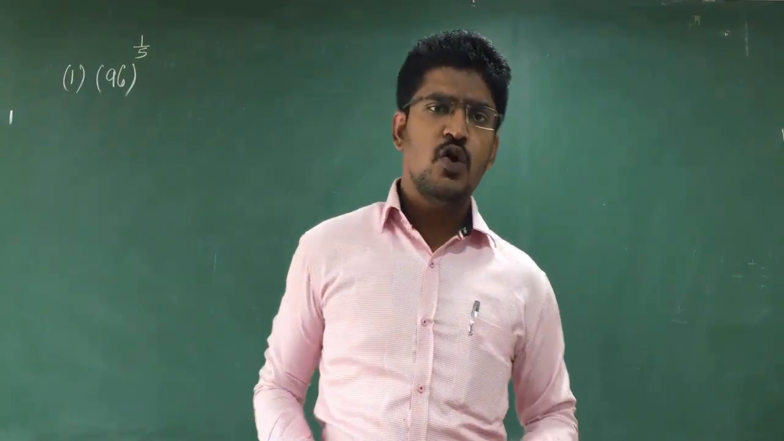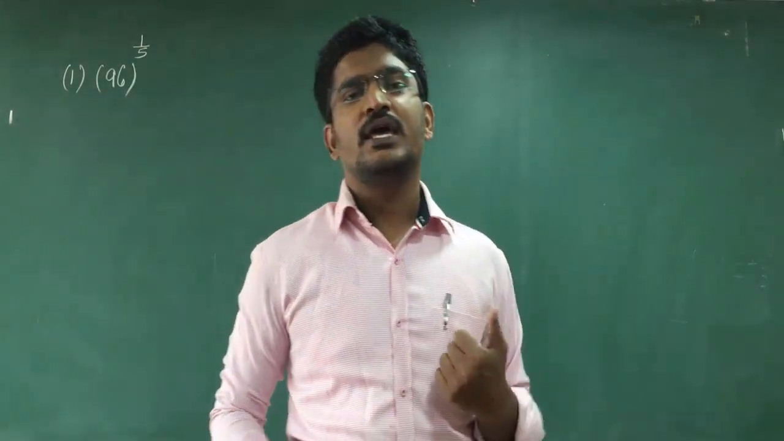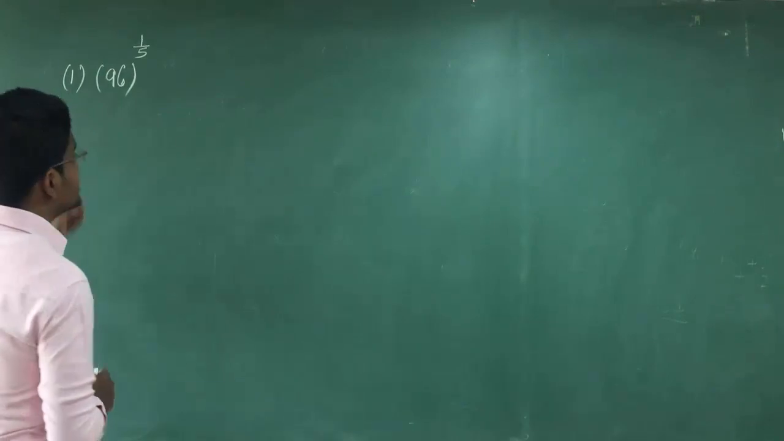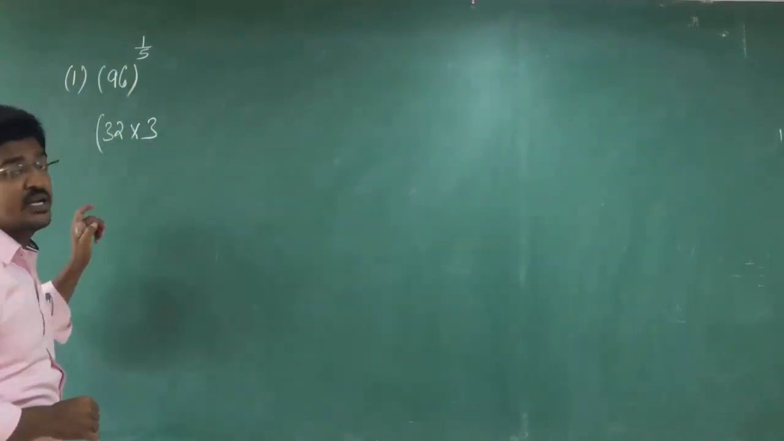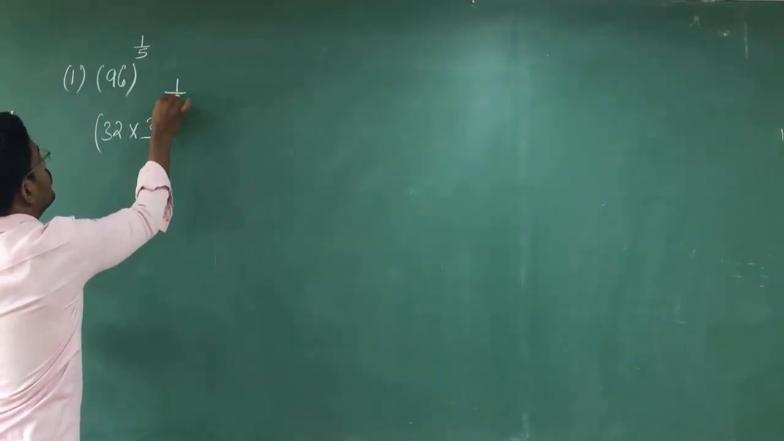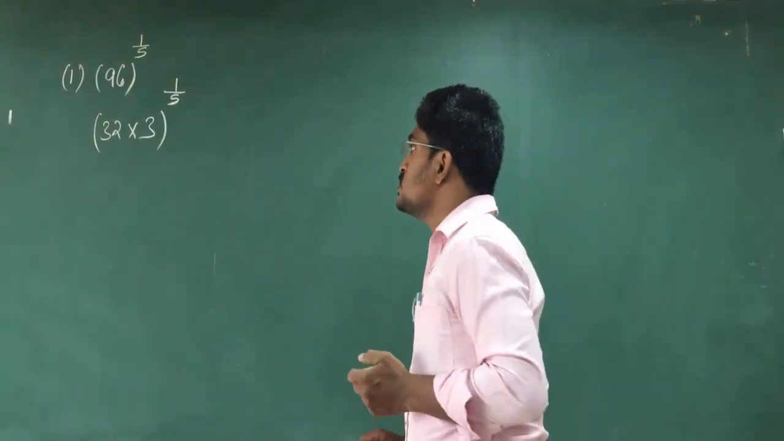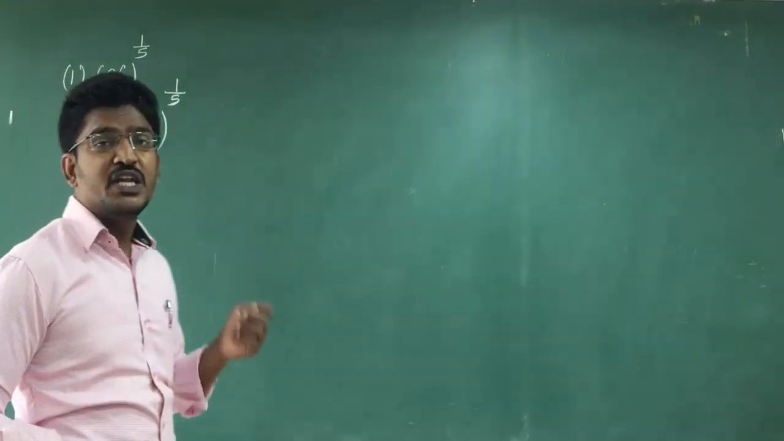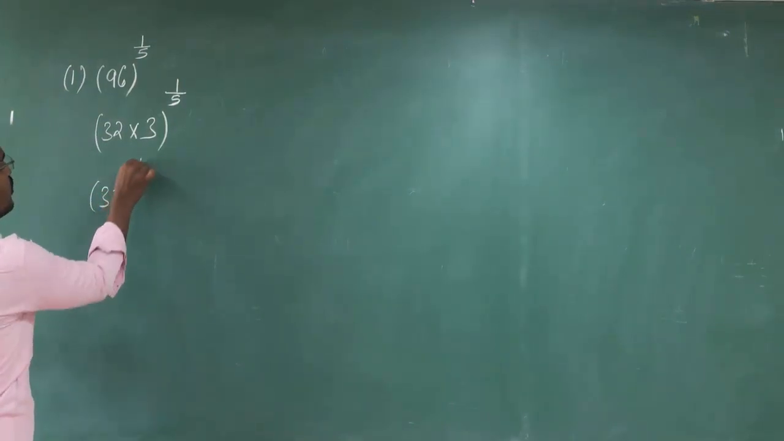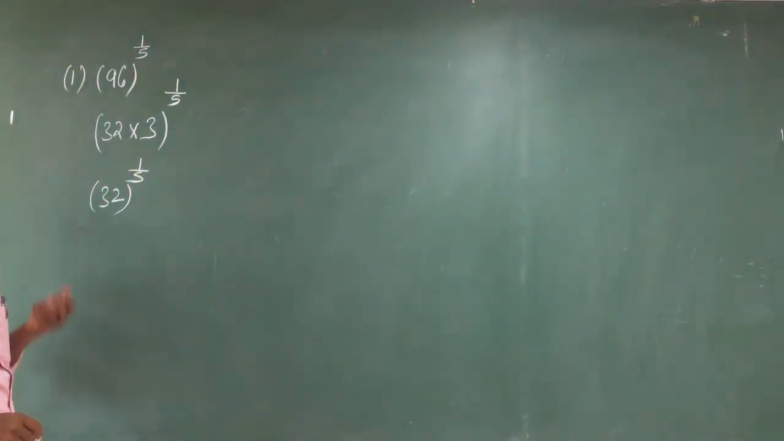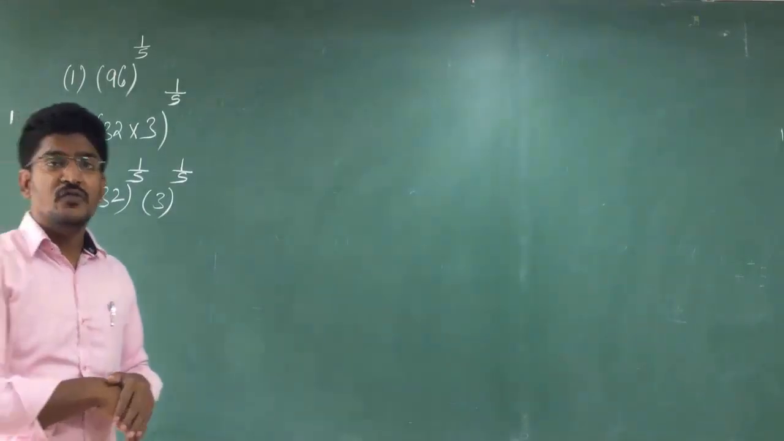Clear students? You must know how to factorize 96, or how to write the multiples of 96, that I am going to apply here. As you all know, 96 can be written as 32 into 3. 96 can be written as (32 into 3) whole to the power of 1 divided by 5. That means the fifth root of 32 multiplied with 3. Now I will simplify it as 32 to the power of 1 by 5, or you can call it the fifth root of 32, and the fifth root of 3. Clear?